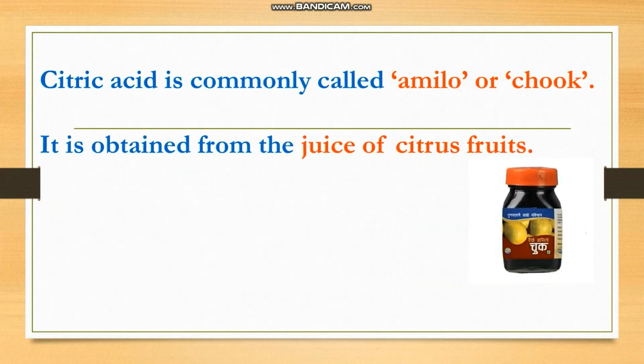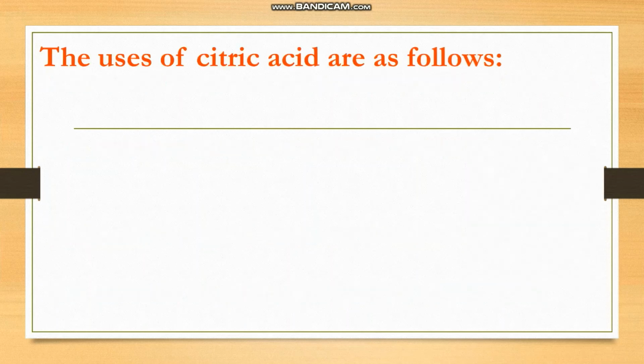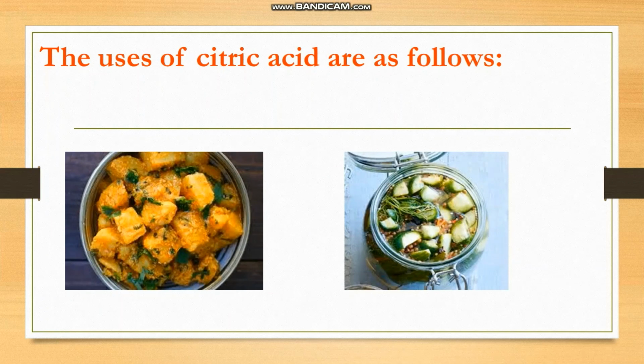And citric acid, we use that in the form of amilo or chuk in our houses, and it's obtained from the juice of citrus fruits. It's a good source of vitamin C, and it is obtained by boiling the juice of the citrus fruits. That's the amala, lemon, and so on. And yes, you remember correctly, it's used in pickles for bringing that sour taste.